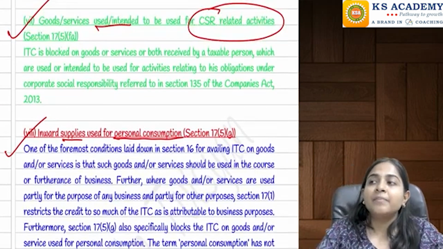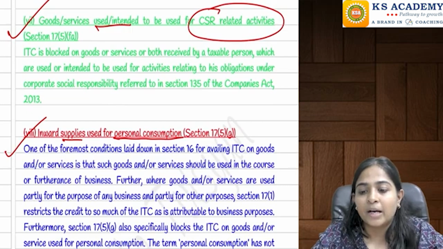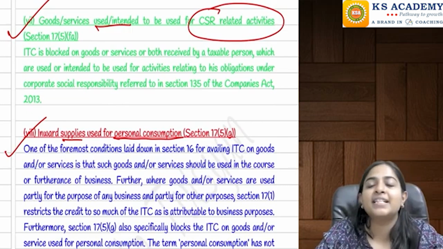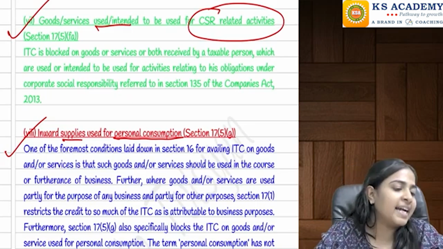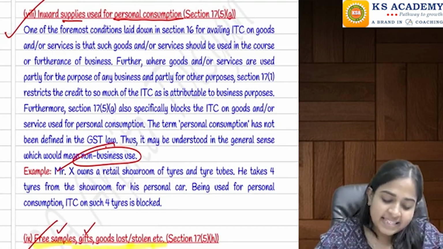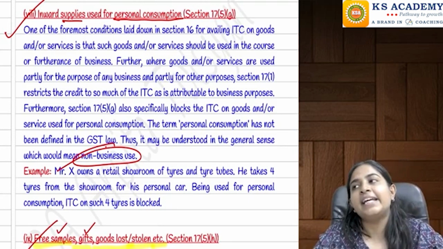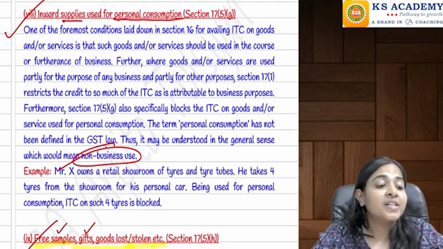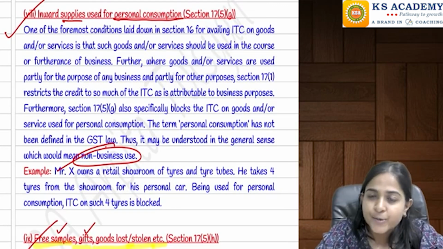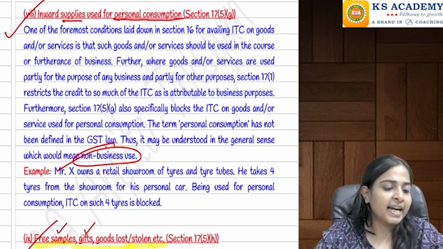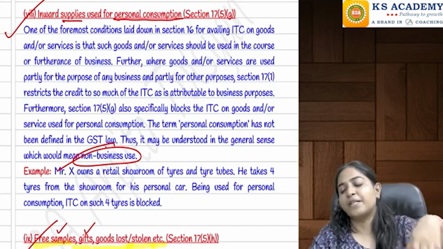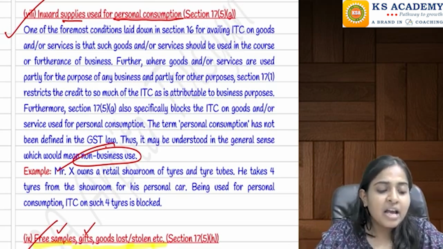Then we had an amendment point coming up here. Any company which is doing any CSR related activity, if it has used any goods or services for that, ITC on that is totally blocked, means that is your total expenditure. You cannot take the credit of the same. Next, 8th point, any inward supplies which we are using for personal consumption. This is very, very logical. If I am using it for my personal consumption, means I am not using it for my business or purpose, so credit on that is totally blocked. This can come under Section 16(1) also, and this is specifically given in Section 17 sub-section 5 also.